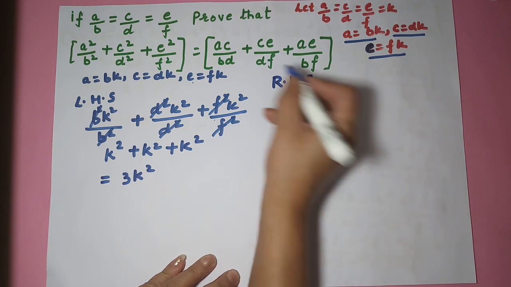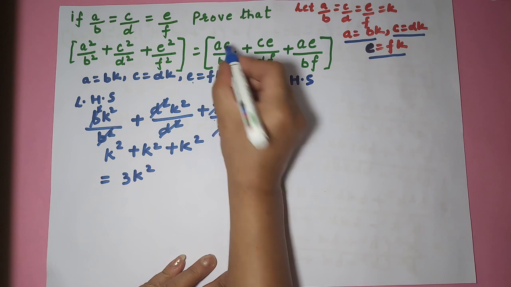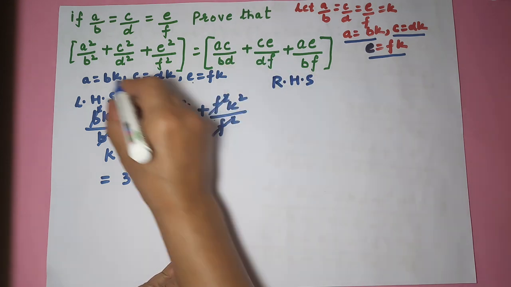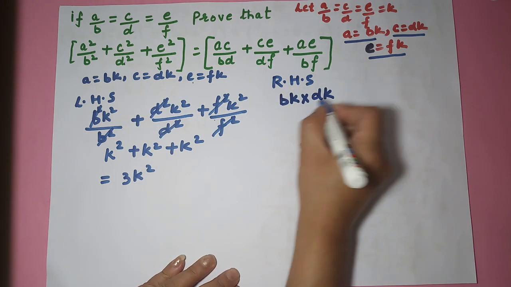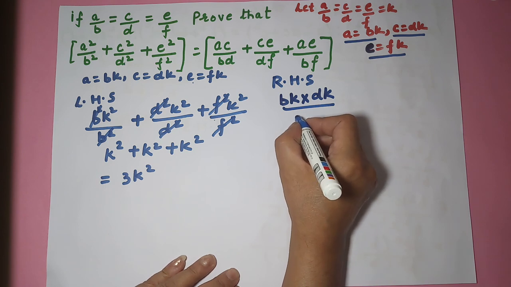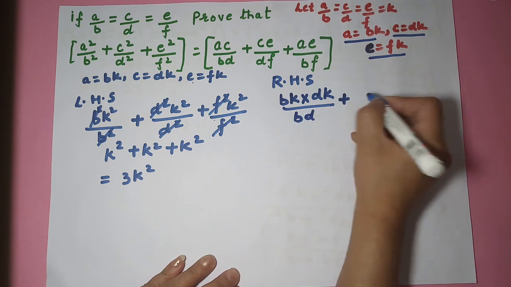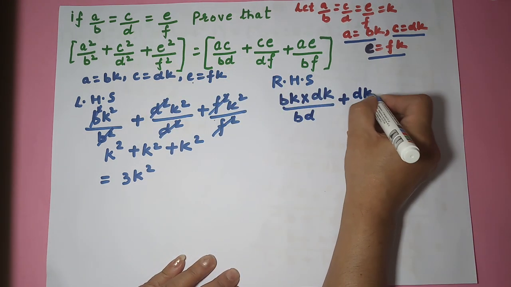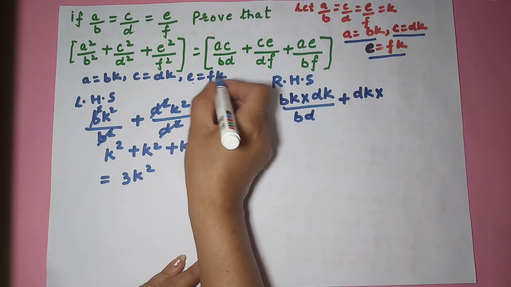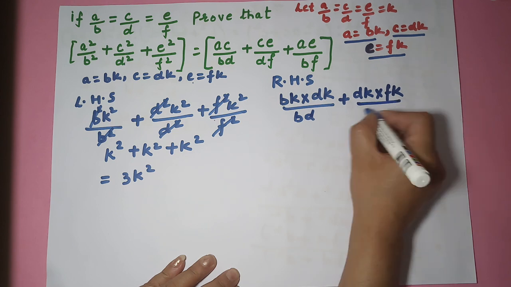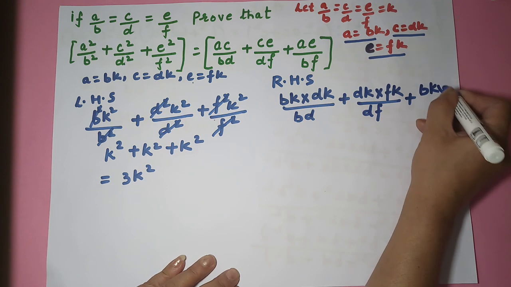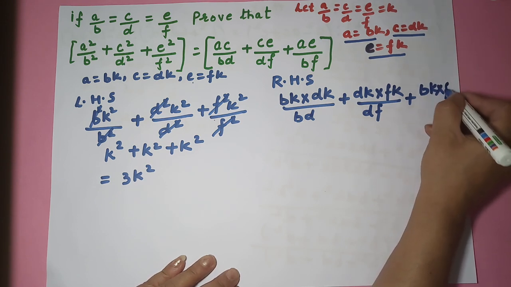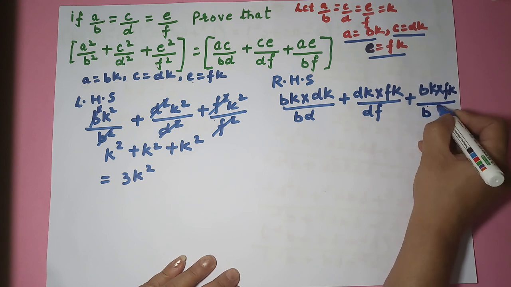Okay. This is my right hand side. I have A into C here. So I can replace A as BK. So I'll write BK into, I can replace C as DK. And in the denominator I have B and D. Both I don't have to change. I have to write them as it is. Then plus C I have to replace as DK into E I have to replace as FK. And in the denominator I have DF plus A I can replace as BK into E I can replace as FK, and in the denominator I have BF.